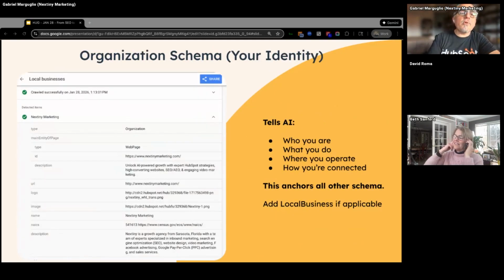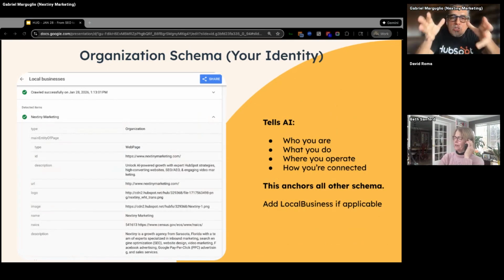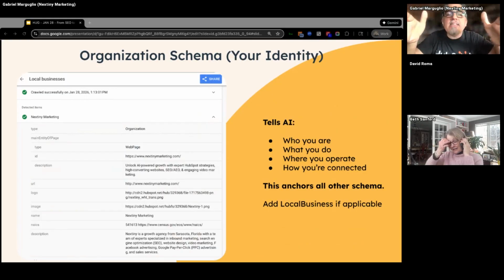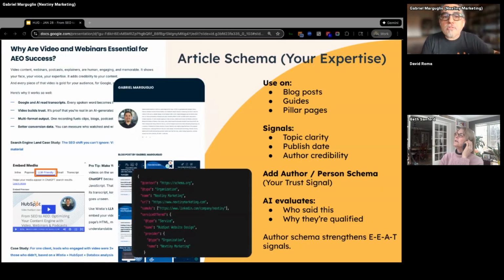So why is this important? Because by setting up the organization schema and the local business schema, if relevant, you're setting up your identity. You're telling AI who you are, what you do, where you operate, what you're connected with, your social networks and all that stuff. The article schema is your expertise. It's your blog posts, your guides, your pillar pages. It gives topic clarity. It gives, when these things are being published, the author.